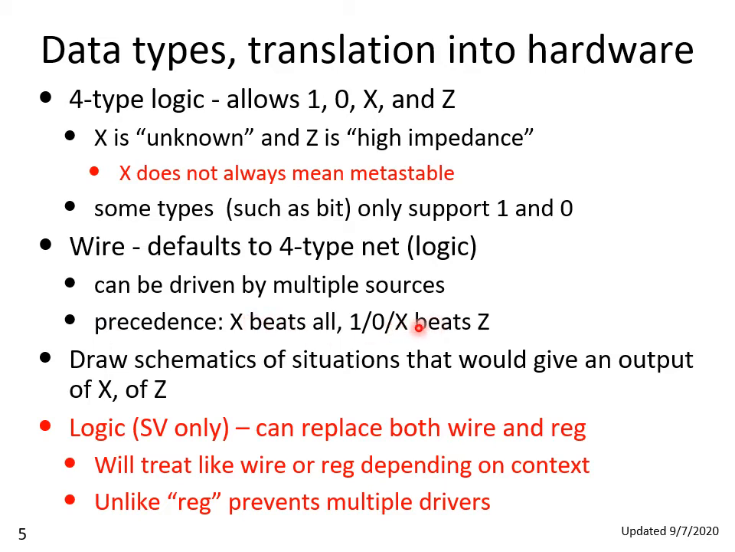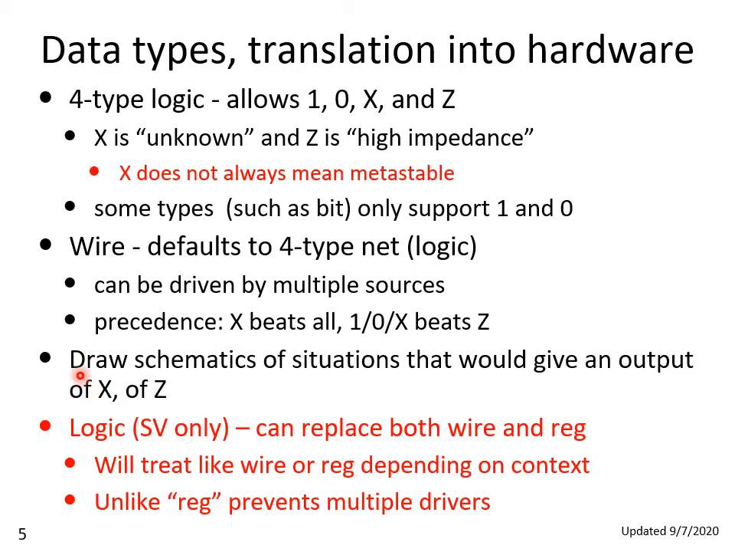anything other than Z beats the Z. So if one of the drivers is Z, it just means the driver's not connected to it. So if you have another driver connected to the wire that's forcing a 1 or a 0, then that 1 or a 0 is going to be the value on the wire. However, if I have a value of X being driven onto the wire, which again is something that only makes sense in simulation, if I have something forcing an unknown value on the wire, then no matter what else is connected to it, there's no way of saying what the value on the wire is going to be. So it ends up being an X, no matter what.